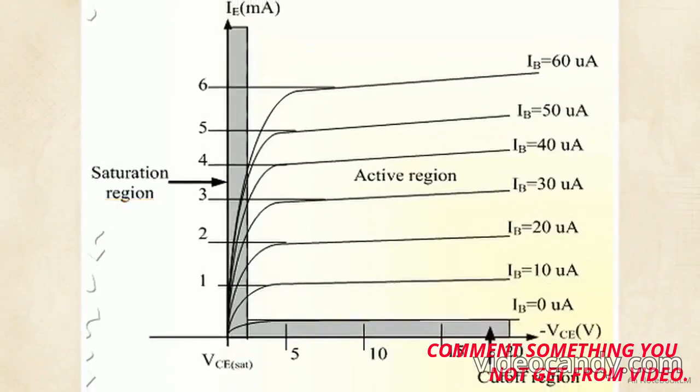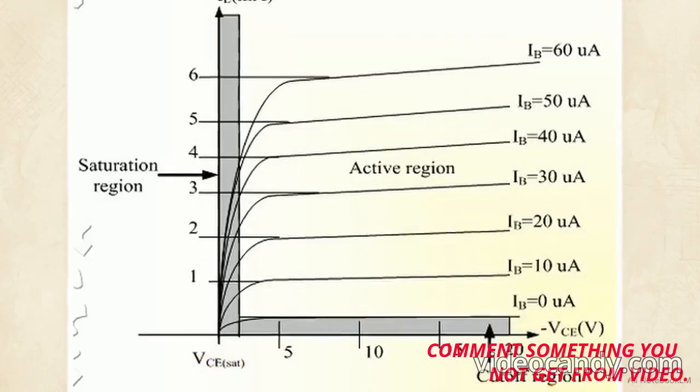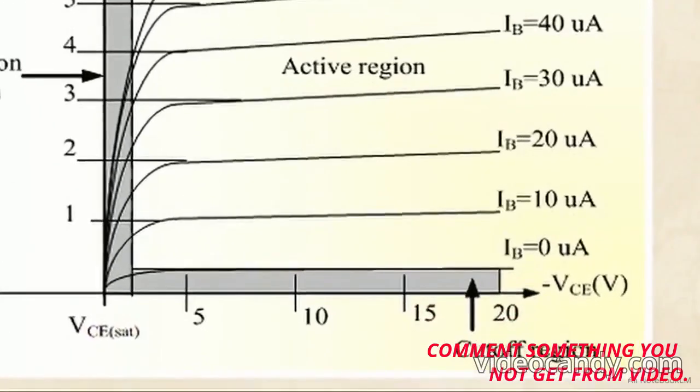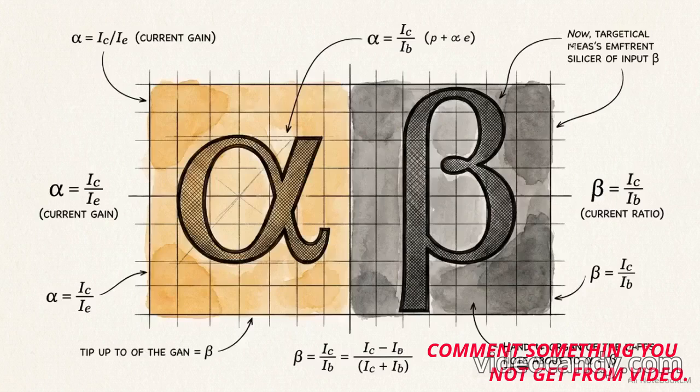To the extreme left lies the saturation region. This steep left edge represents a state where the transistor is fully conducting, allowing maximum current to flow, while the voltage drop across the component hits its minimum level. At the absolute bottom edge of the graph is the cutoff region. Here, base current drops to 0. The depletion regions inside the silicon expand, and the transistor ceases to conduct entirely, acting as an open circuit.